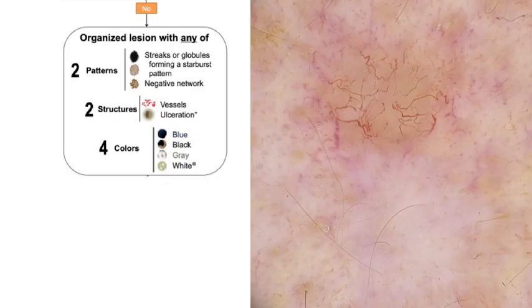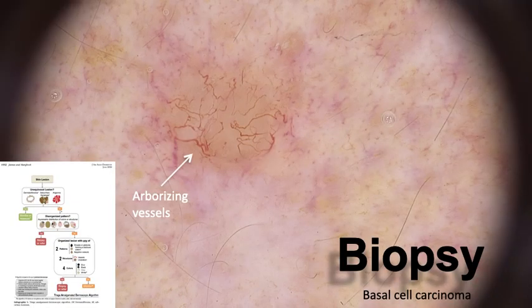So coming back to our lesion, does the lesion reveal any of two patterns, two structures, or four colors? And the answer is yes, it reveals vessels, arborizing vessels, and therefore a biopsy is performed and a basal cell carcinoma is demonstrated. Let's see another case.